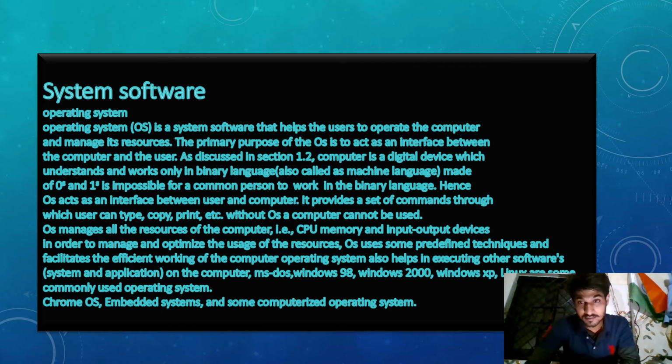So Microsoft Disk Operating System is the first operating system for Microsoft, followed by Windows 98, Windows 2000, Windows XP, Linux, and some other commonly used operating systems. Now so many new operating systems have come after Microsoft or Linux, Unix. These include Google Chrome OS. Then embedded system operating systems, like in washing machines, microwave ovens, vending machines, and so many automation tools which are used in industrial automation, mechanical fields, and so many fields, which are also called system software. So these are some computerized operating systems. All right.